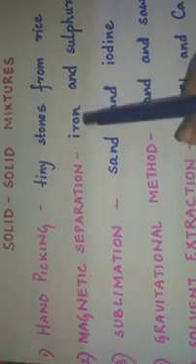What do I mean by magnetic property? What I mean is that it should be attracted by a simple magnet. Some of the components that have magnetic properties are iron, cobalt, nickel. I have given the example of iron and sulfur.